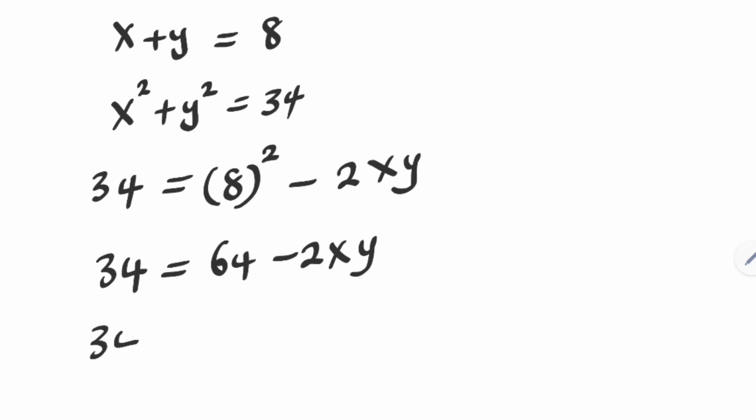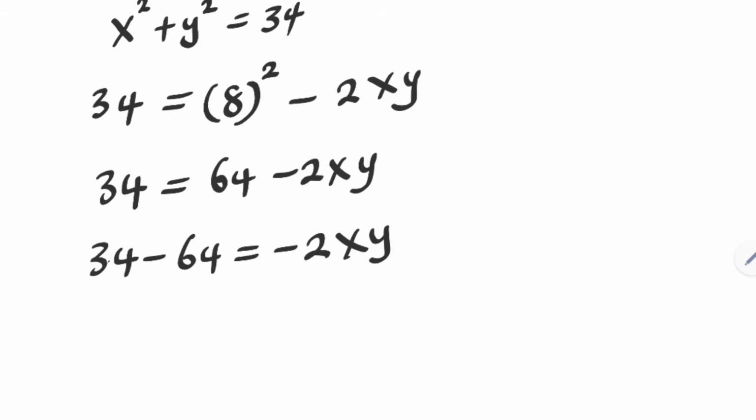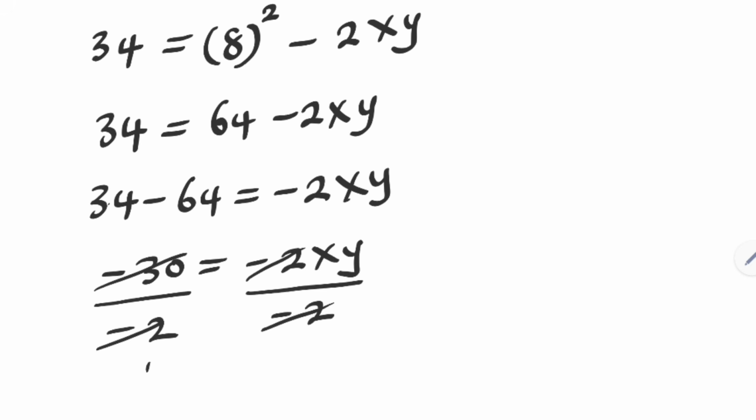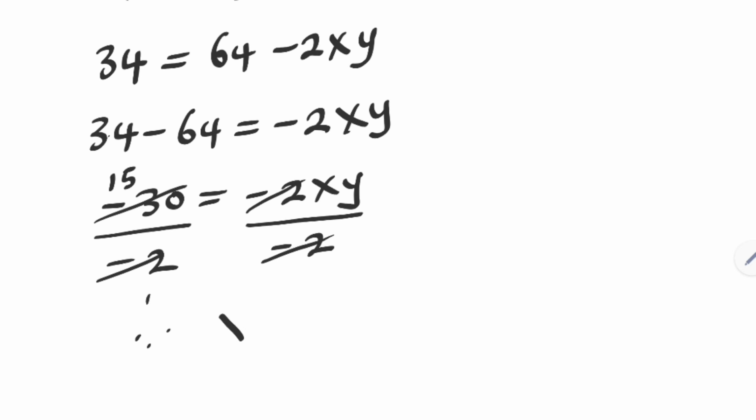Here we have 34 minus 64 is equal to minus 2xy. 34 minus 64, this is minus 30, is equal to minus 2xy. We are looking for xy, then let's divide this by minus 2 and this divided by minus 2. This minus 2 cancels this minus 2. Minus 2 here 1, minus 2 here, that is 15. Therefore, xy is equal to 15. Let us call this equation 3.